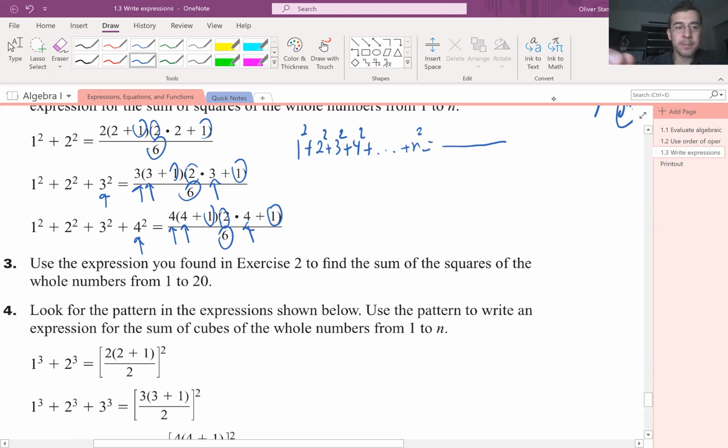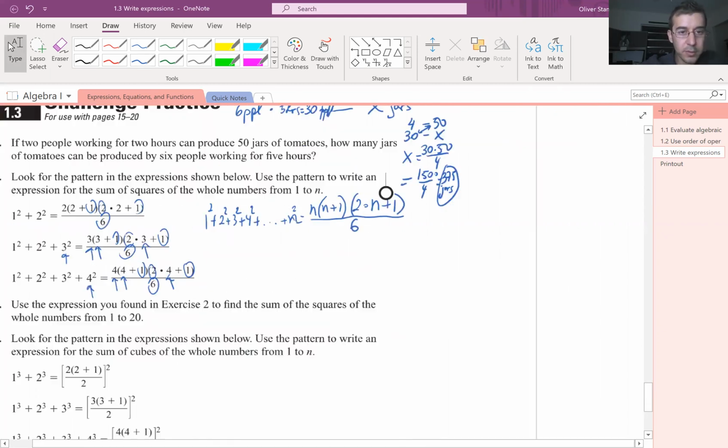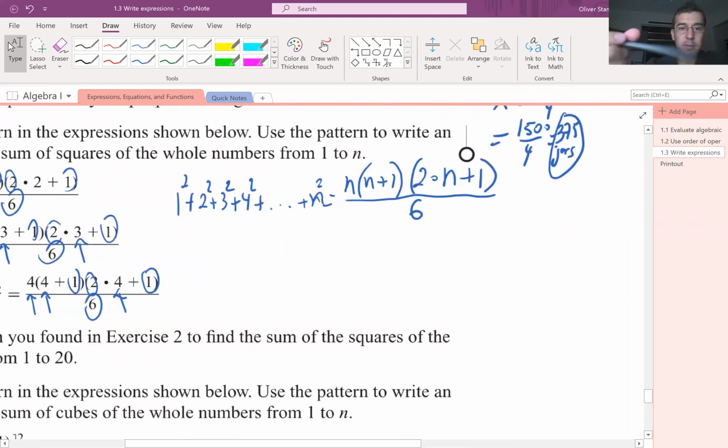equals, we can see here the last number was 4, so this is n in this case. In our case it's going to be n, right? So we have n times (n plus 1), the 1 is static, and then the 2 is static, so 2 times n plus 1 is static, over 6. Okay, so that's the expression. So I'll just circle it here.